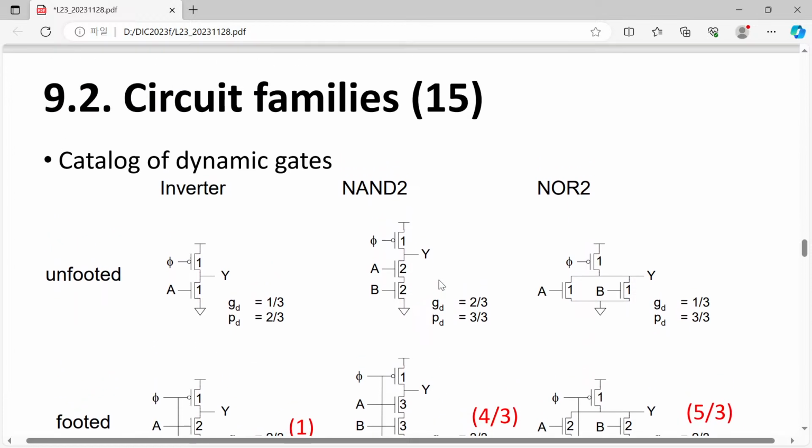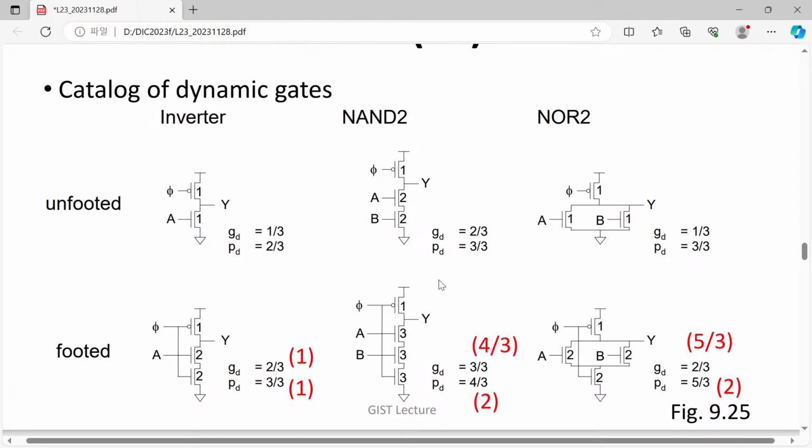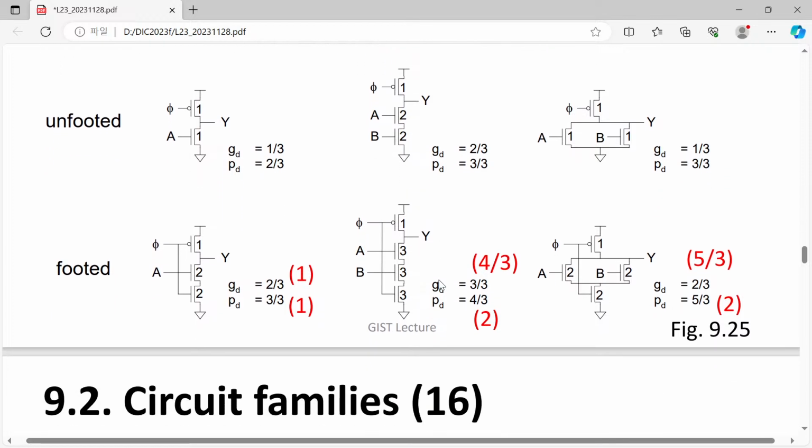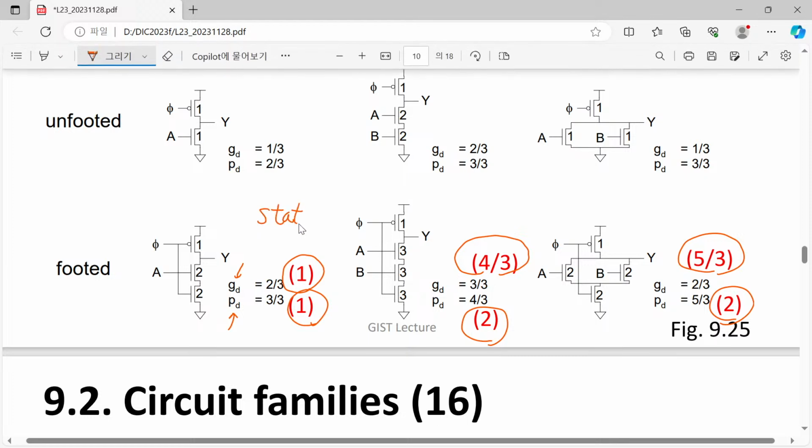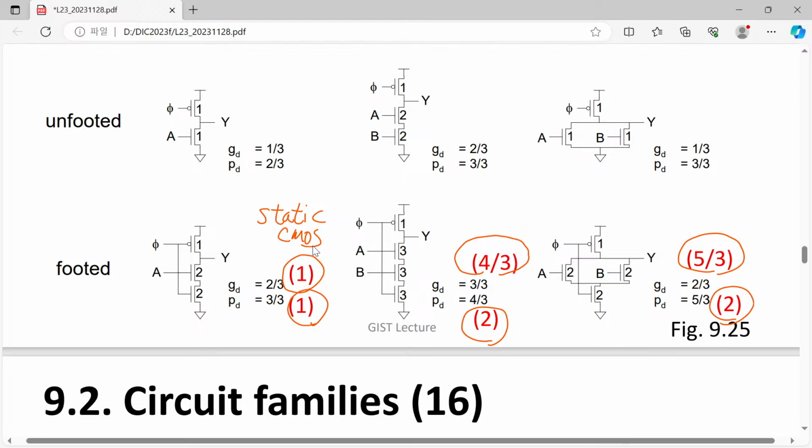And here I have just taken this table out of our textbook and made some comparison between the red colored quantities. What are the red colored quantities? They are the logical effort and propagation delay for the static CMOS implementation.